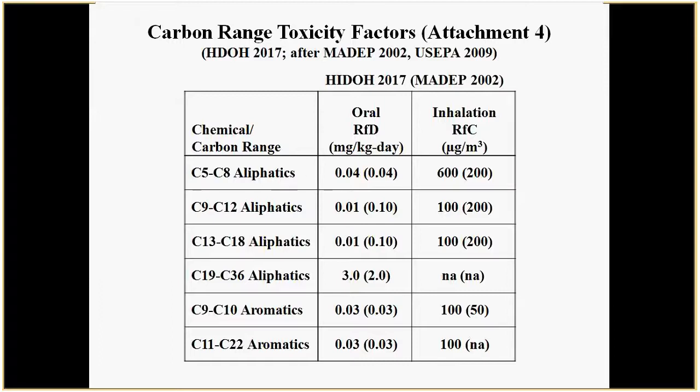The first value I show is from US EPA 2009, with some modifications from our office. The value in parentheses is from Massachusetts 2002. So you can see they don't necessarily agree, but they're generally in the right ballpark. Massachusetts tends to be more conservative on some of these carbon ranges, like the C5 to C8 aliphatics, and less conservative on the others compared to US EPA, like the longer chain aliphatics. This can make a big difference in the screening levels for direct exposure.